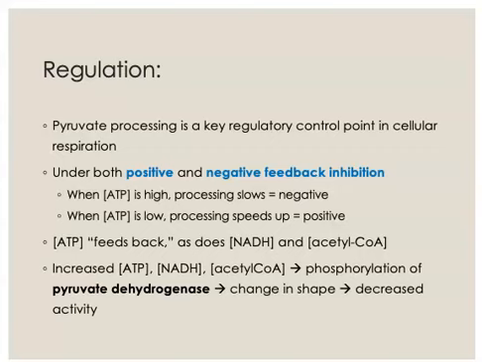So increased concentrations of any one of those, ATP, NADH, and/or acetyl-CoA, will cause a phosphorylation of pyruvate dehydrogenase. So in this case, we don't see the ATP molecule itself binding to the enzyme. We have a phosphate group that is added to the enzyme. And that's going to change the shape of the enzyme, and it's going to decrease its activity.